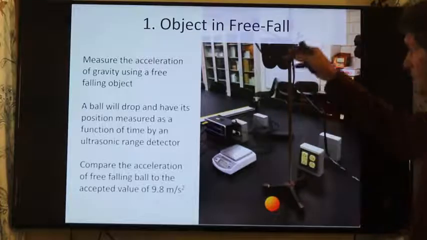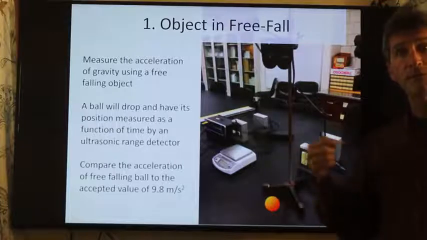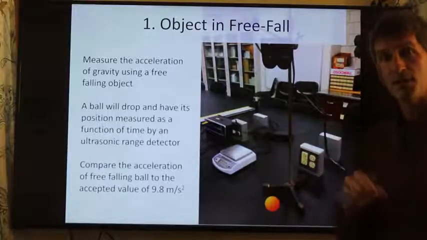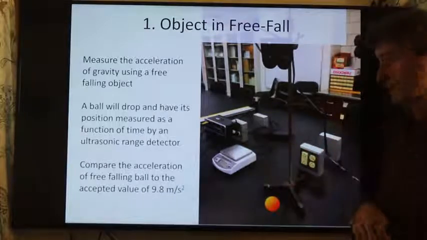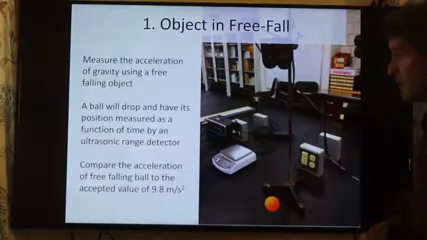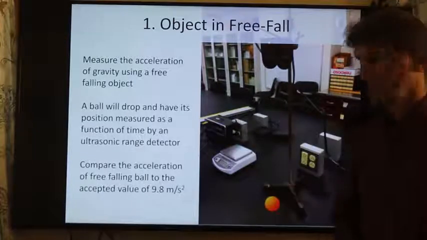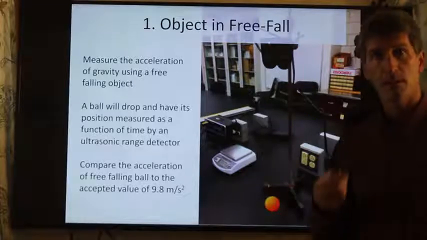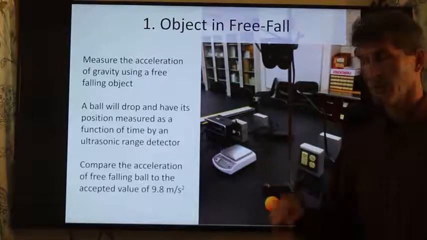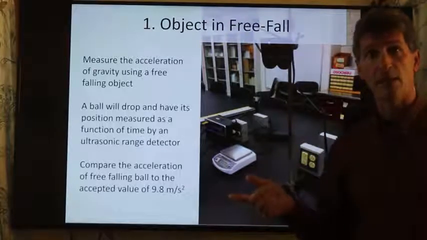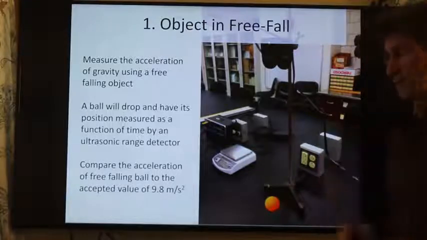Okay? As it drops, it sends this information to the computer. The computer graphs position as a function of time, and then uses the change in position as a function of time to calculate the velocity at any time. All right? So again, you're going to compare the acceleration of a free-falling ball to the accepted value of 9.8. Remember, the general goal of this experiment is to show the acceleration is constant, that the acceleration of gravity is nearly 9.8 meters per second squared, and that also acceleration is a vector. We'll get more into that at the end.